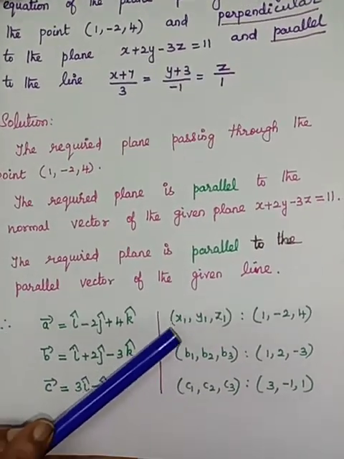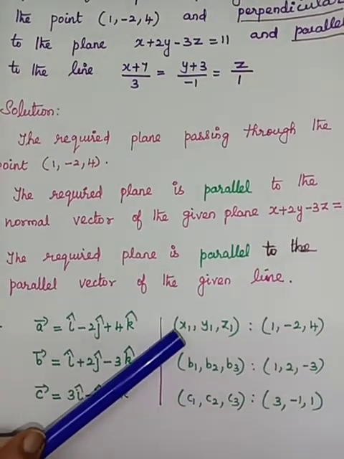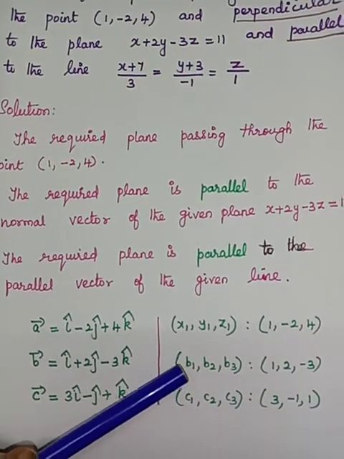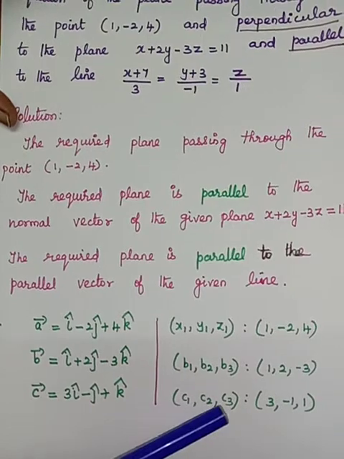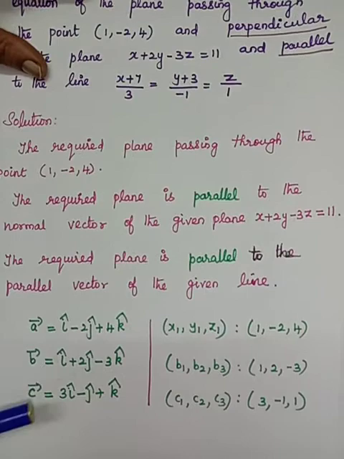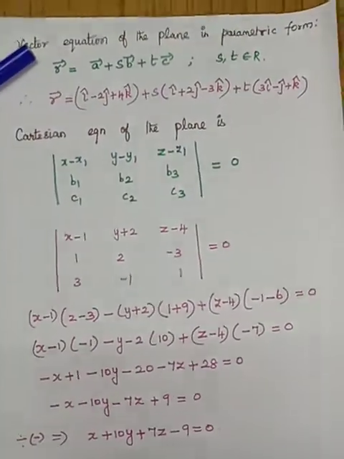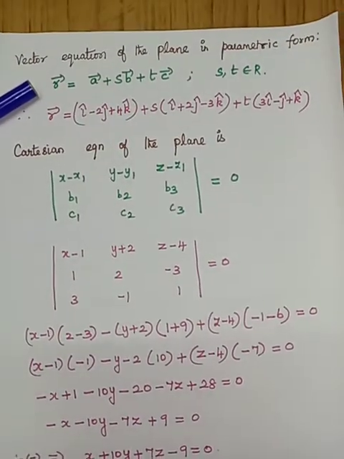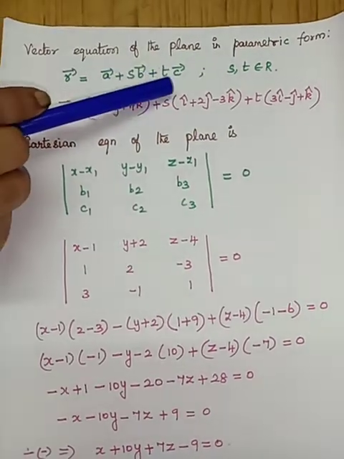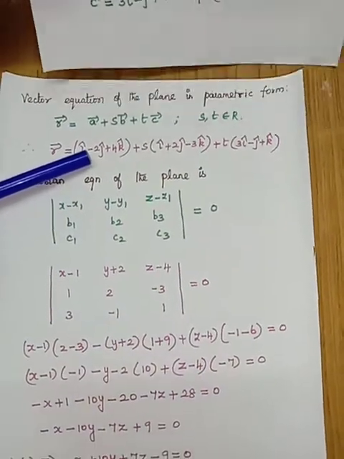So in the Cartesian form, I have mentioned one passing point, which I have denoted as x1, y1, z1. These two are parallel vectors, so I have taken b1, b2, b3, c1, c2, c3. Now you have one passing point and two parallel vectors. So we are going to write the vector equation of the plane in the parametric form. You have to use the formula r vector is equal to a vector plus s b vector plus t c vector. Here we have mentioned the vectors, so you have to substitute in this formula.